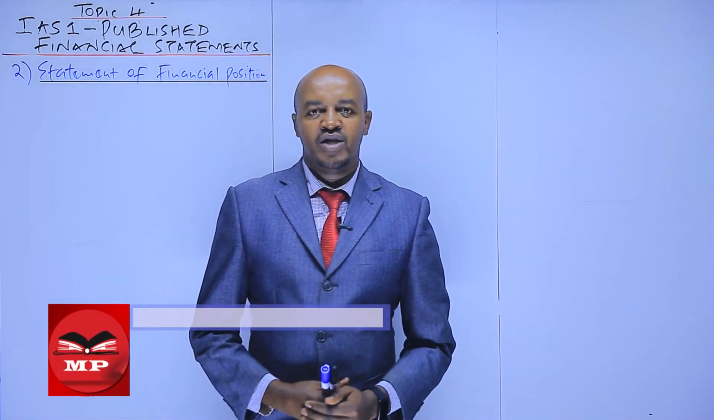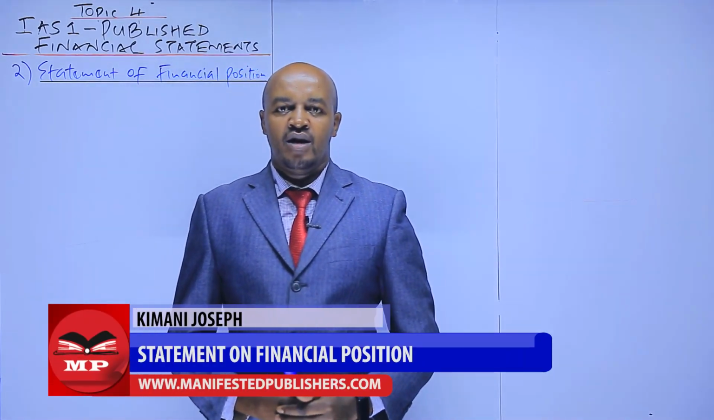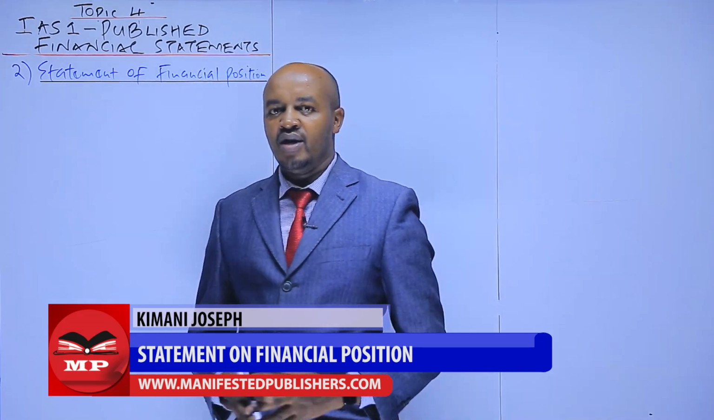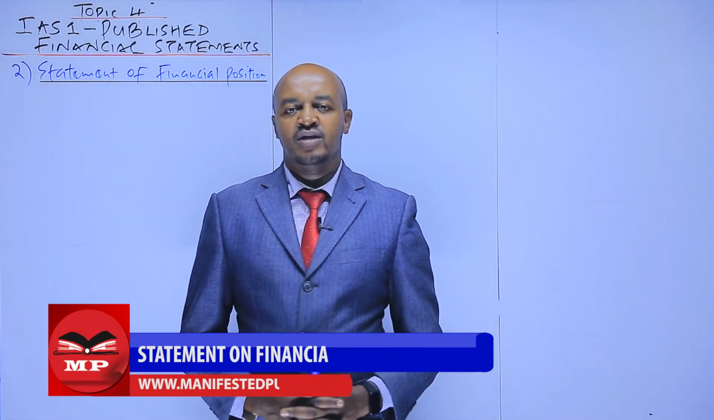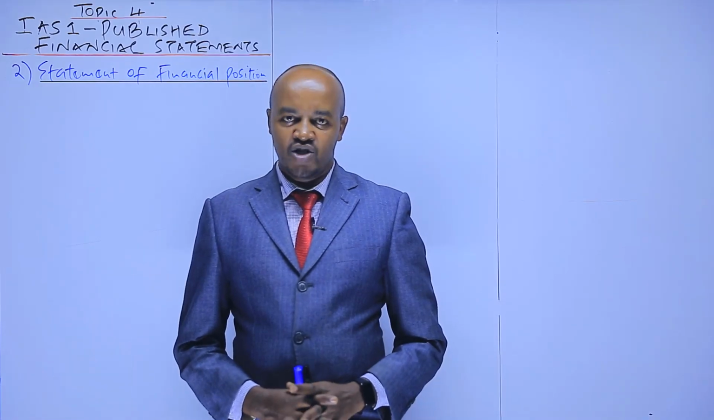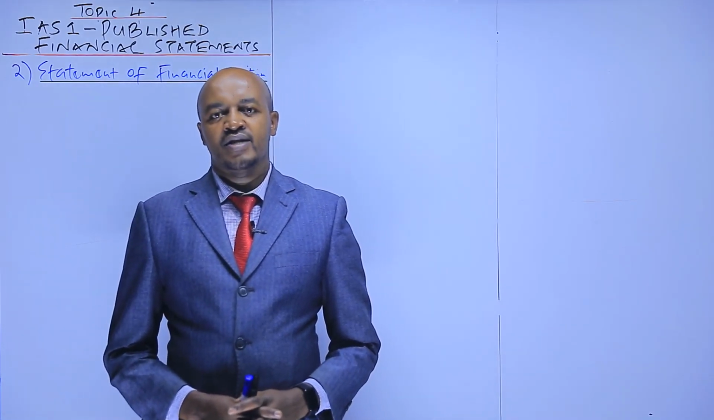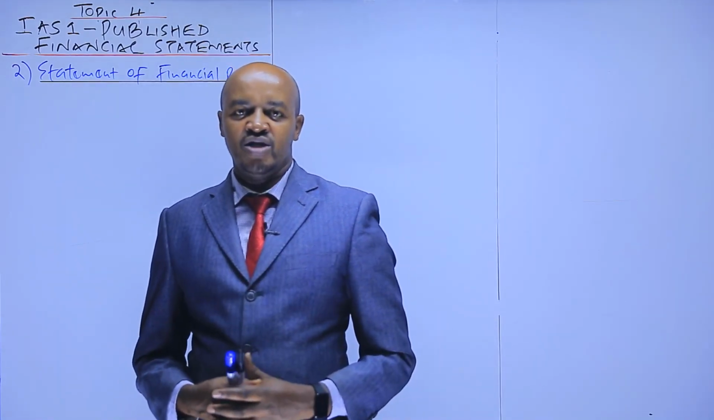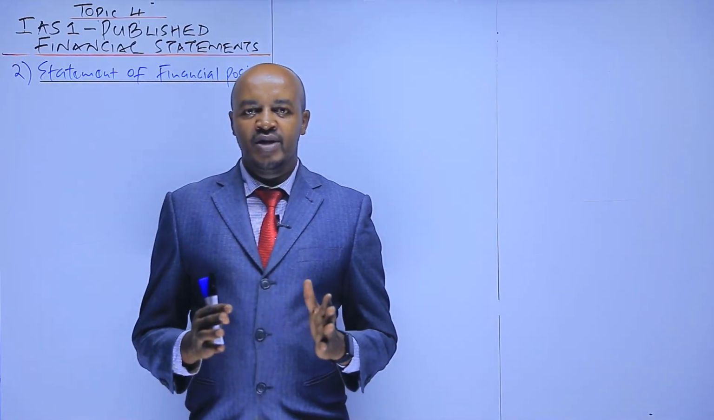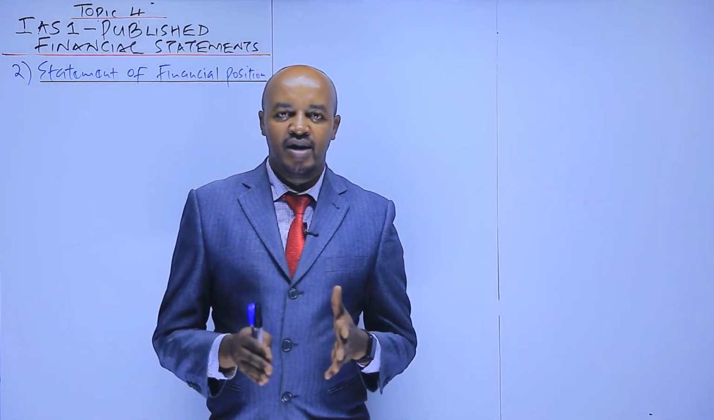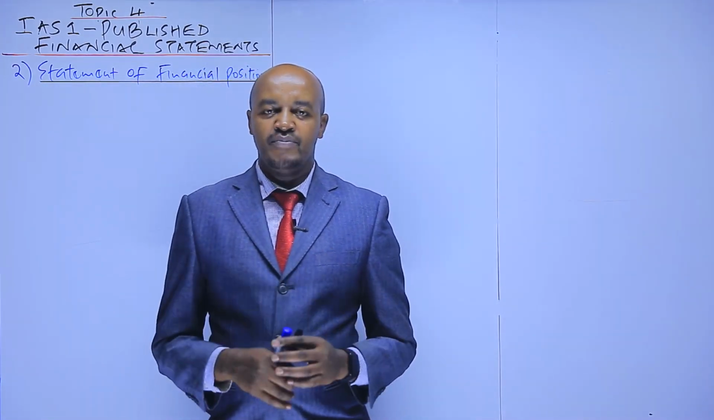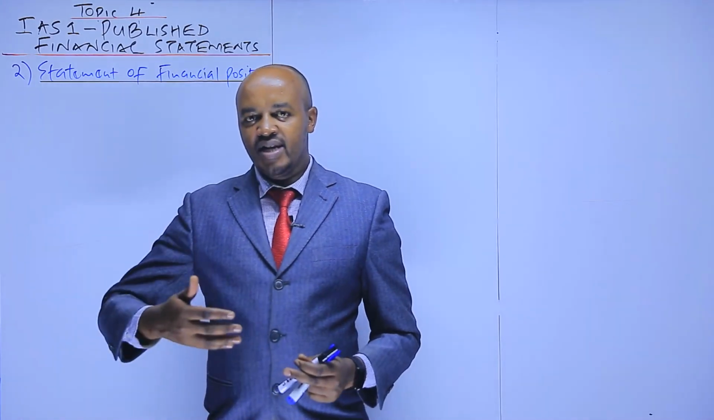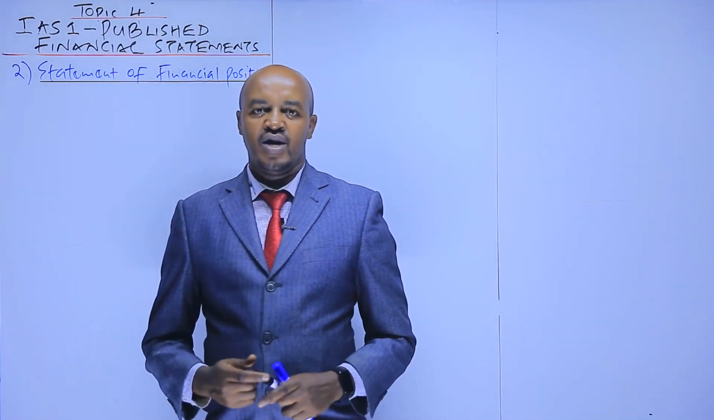Welcome back. So let's continue with this topic on published accounts, and I want us to look at the second component, and that is a statement of financial position. A statement of financial position, which was formerly known as the balance sheet, is a statement of assets, liabilities, and equity or capital. It is prepared by a company to ascertain its financial position at the end of the year.